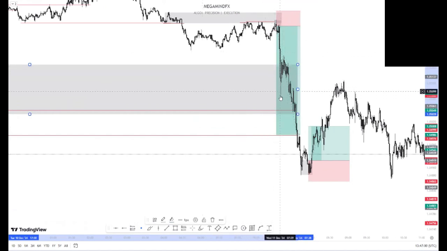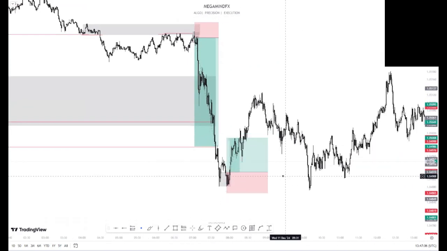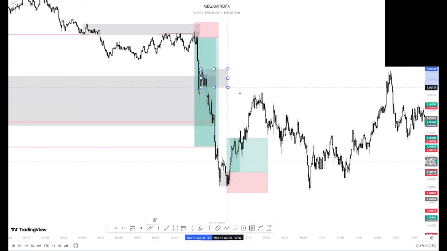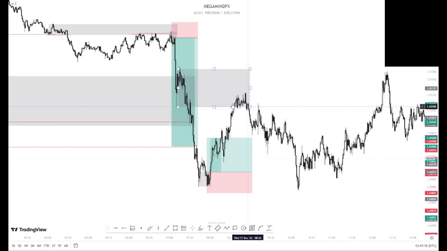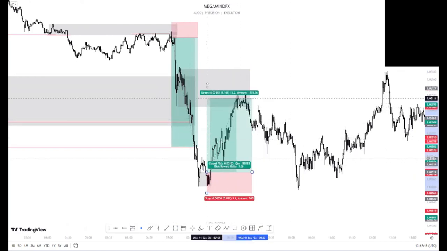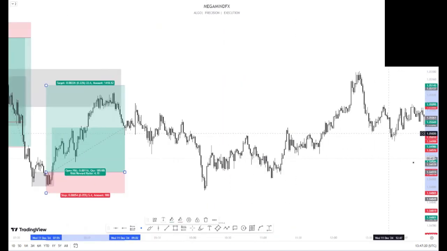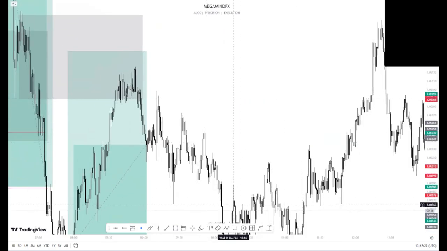Sorry, it was supposed to buy from this area. You see, price attempted to buy. What happened? It failed, and then we are buying from here, making this area a flip because this was a sell. So what are we looking for to sell from this area? Double inducement or triple inducement, something like this.